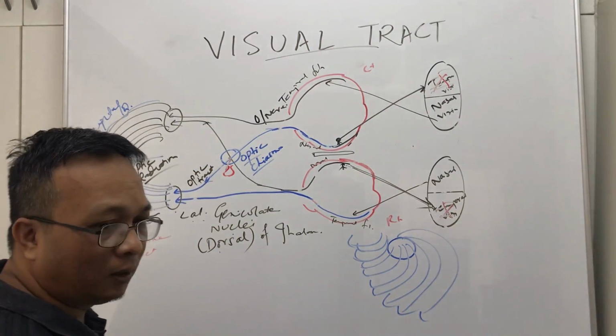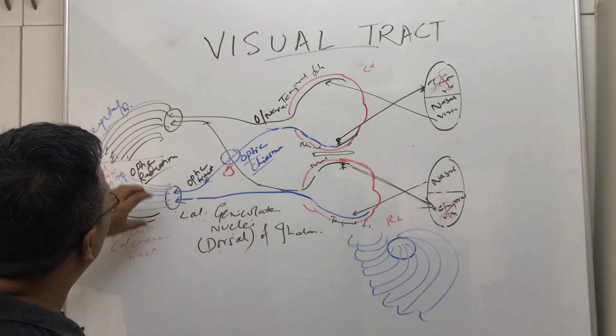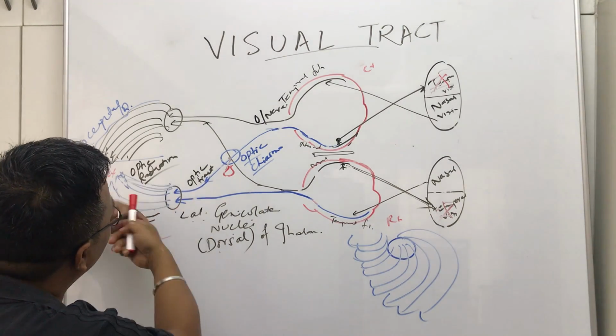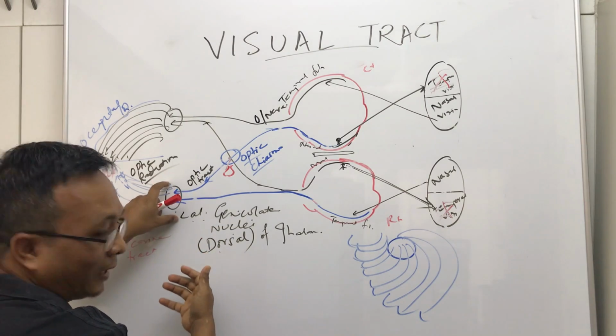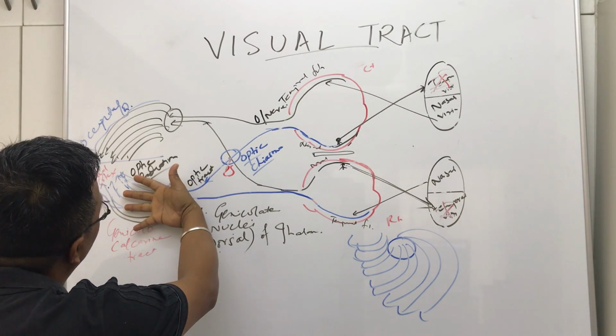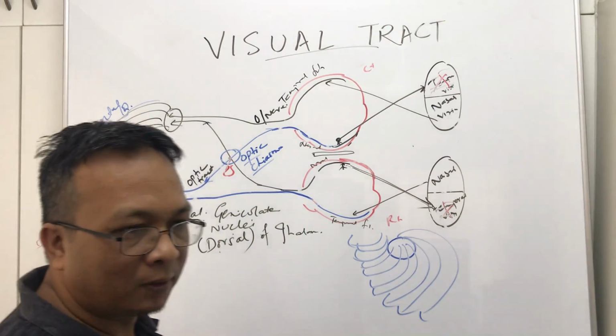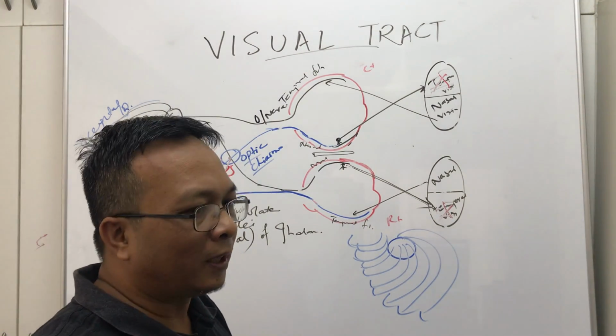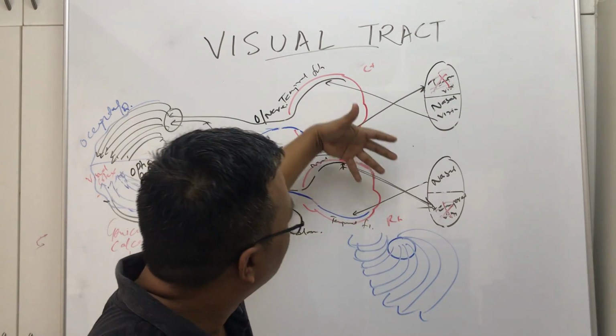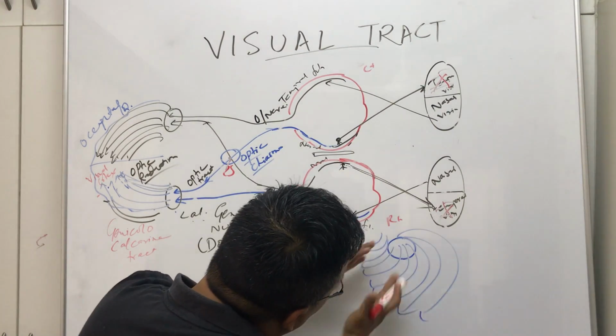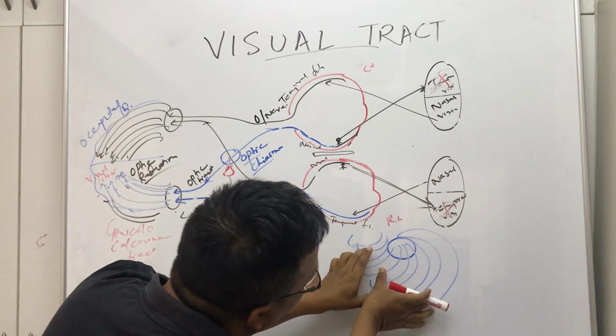Coming back to your question, Faril, optic radiations are just axons fanning out of the thalamus. It goes like this. So we call this optic radiation. Anatomically, because so many nerves come out of the thalamus going to the occipital lobe, we call it optic radiation.